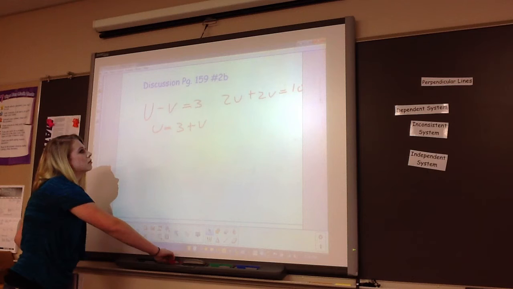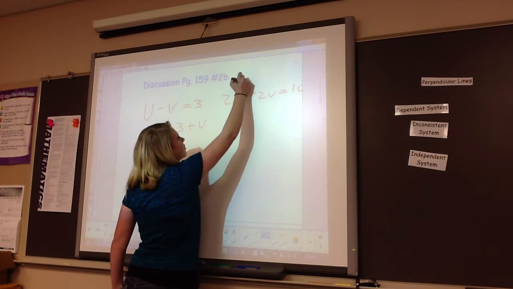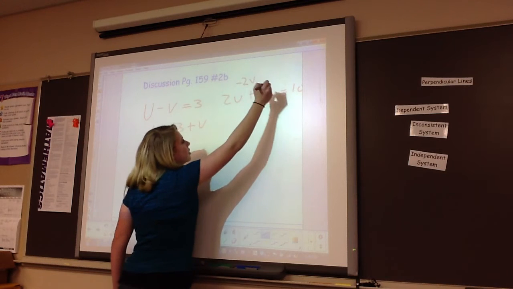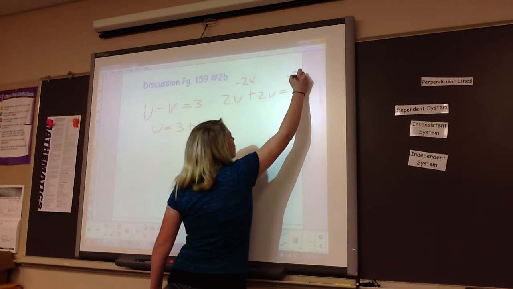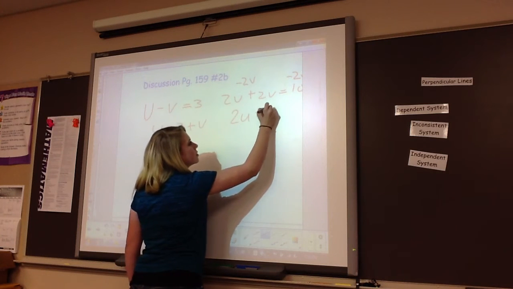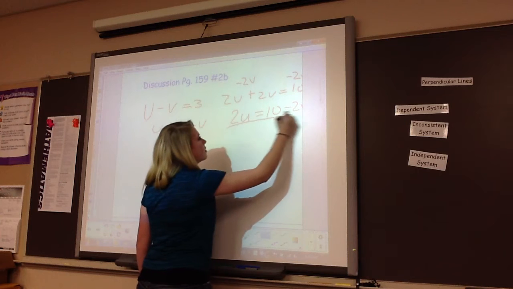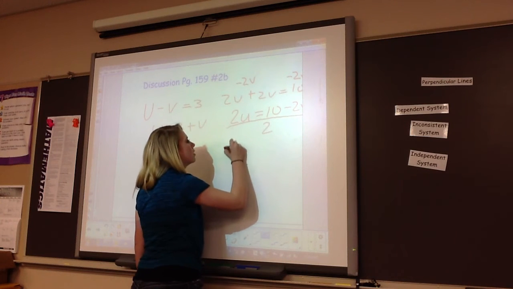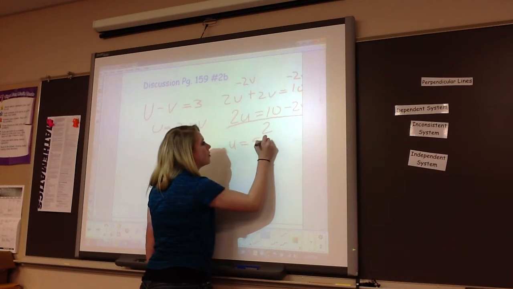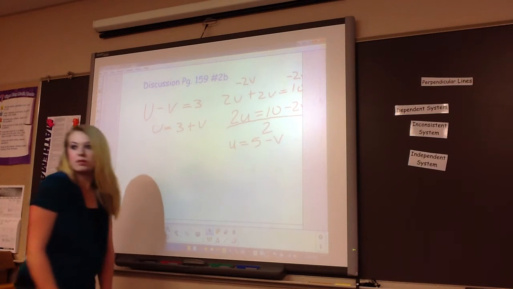And then for this equation, you're also going to subtract v from both sides. And so you're going to get 2u equals 10 minus 2v. And then you divide by 2 on both sides and get u equals 5 minus v. Questions for Jordan?